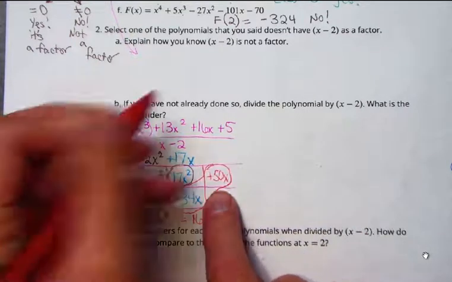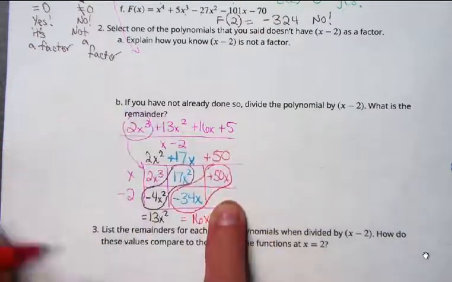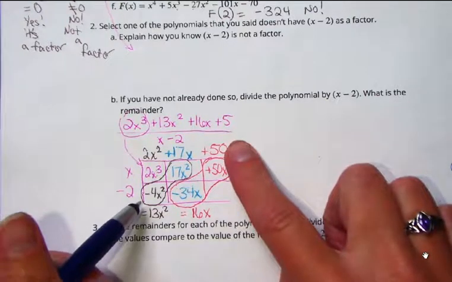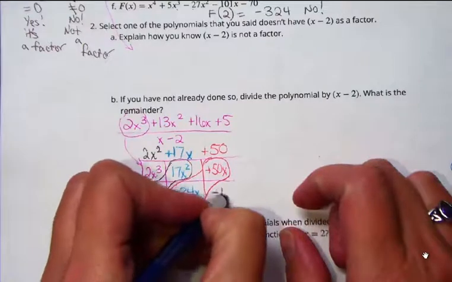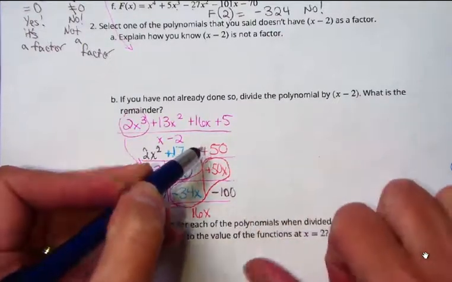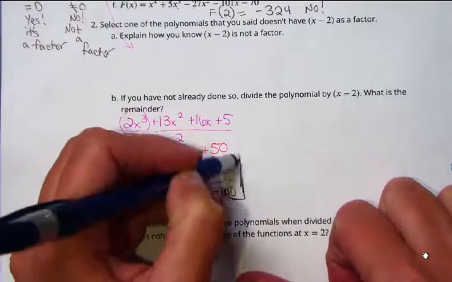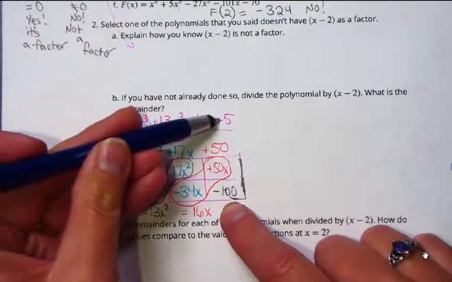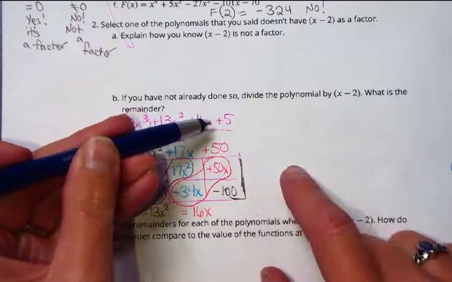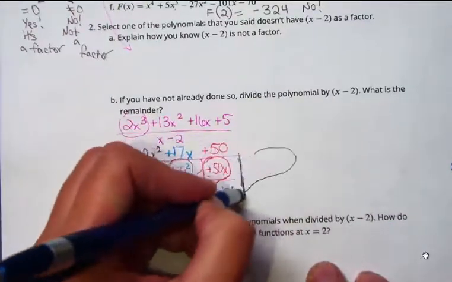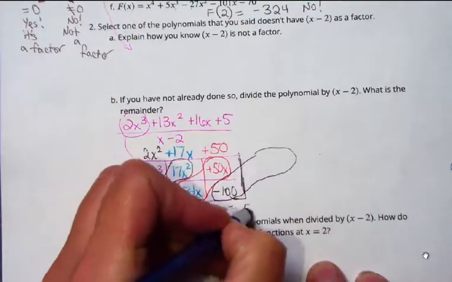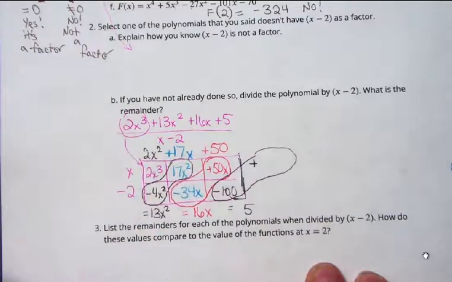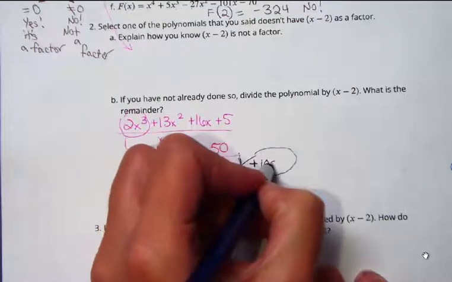X times something to get to positive 50x. That's got to be a 50. Positive 50 times a negative 2 is negative 100. Now I've got my constant there, so I know that's the end of my grid. But it's not the end of my problem because I have to get that plus something to equal a positive 5. I'm at negative 100. I need to get to positive 5. This means I need to add a whole bunch. I need to add 105.